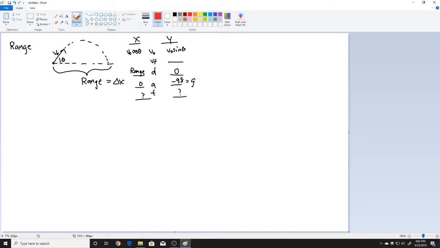So if you remember two-dimensional problems, usually the connection is the time, right? These two times should be equal, and using that, we're going to go and try to find the range. So we're basically going to solve in the y direction first, find time, carry over to the x direction, and use that to find range.